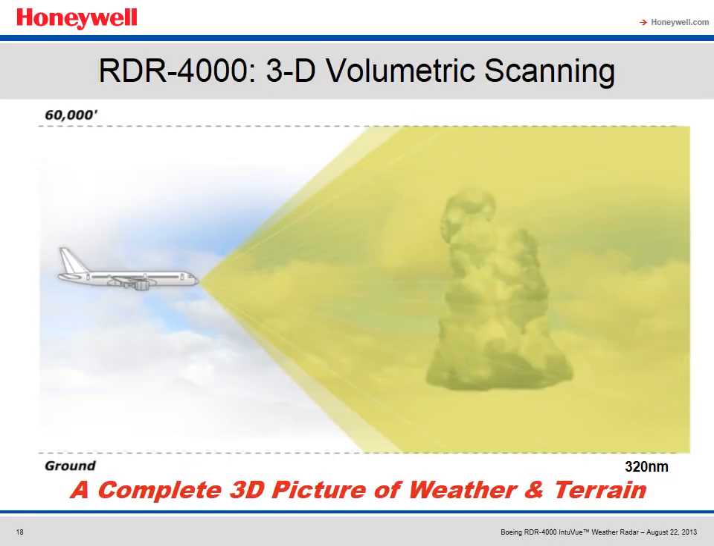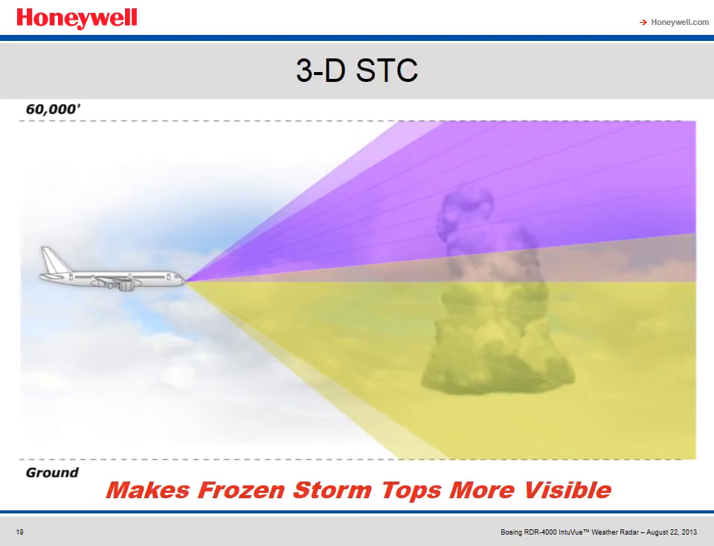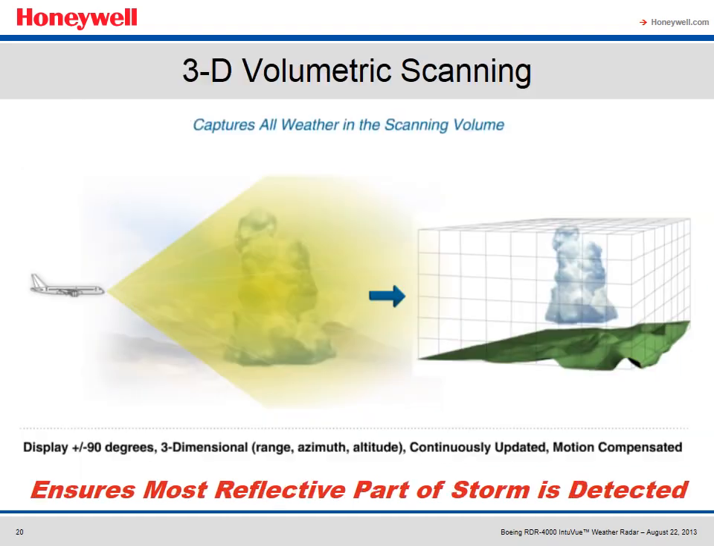One of the first things a pilot will notice about the RDR4000 system is there is no tilt control. The system automatically and continuously scans and collects weather and ground returns from the nose of the aircraft out to 320 nautical miles and from the ground to 60,000 feet. For scans above the freezing level, the system automatically increases the gain to make less reflective frozen stormtops more visible. The scanned information is stored in a 3D volumetric buffer, or memory, and is continuously updated and compensated for aircraft movement.